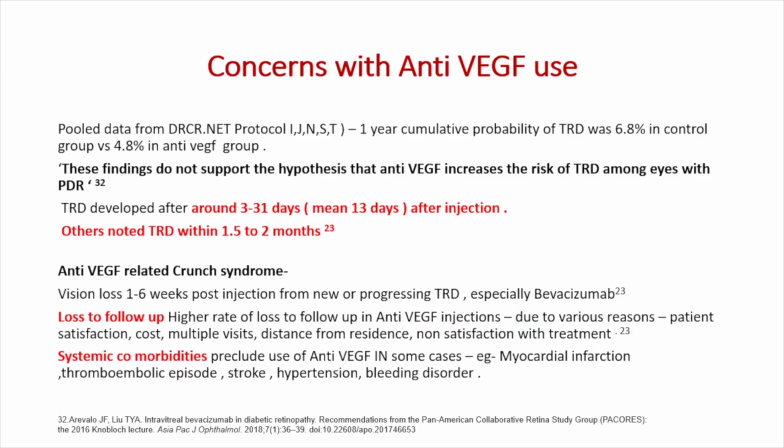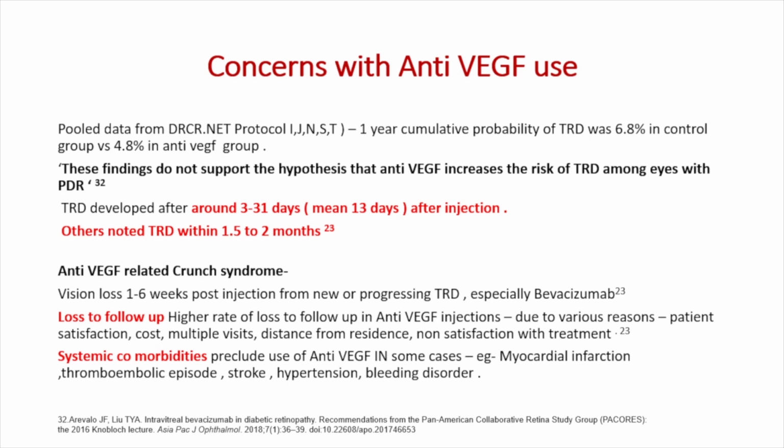This leads us to the concerns with anti-VEGF use. Pooled data from DRCR.net found that the 1-year cumulative probability of TRD was 6.8% in control groups, while 4.8% in the anti-VEGF group. They stated that these findings do not support the hypothesis that anti-VEGF increases the risk of TRD among eyes with PDR.